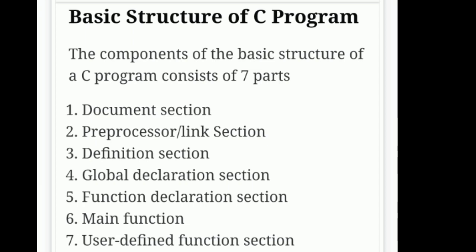The fifth one is the function prototype declaration section. This section gives the information about a function that includes the data type or return type, and the parameters passed or arguments.